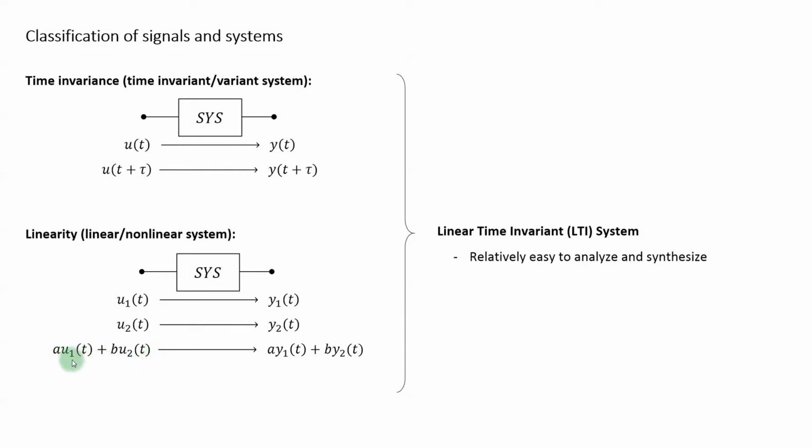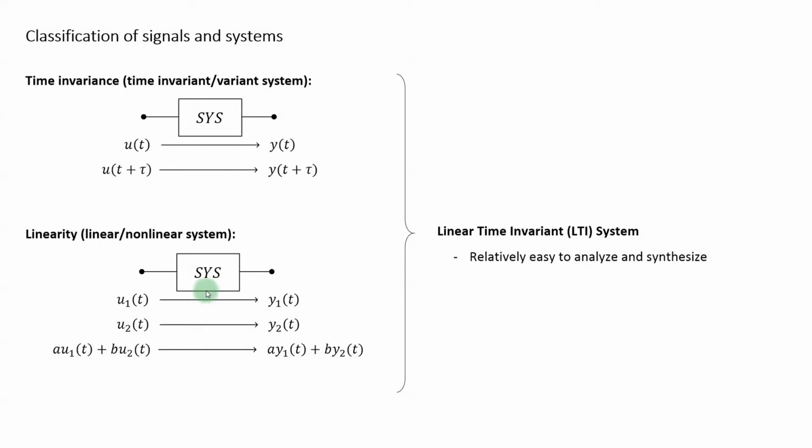Now, when I feed this linear combination to my system and I get the same linear combination of the outputs, we say that the system is linear. Again, this may sound a bit abstract. Now just take it as a fact and later you will understand it better.